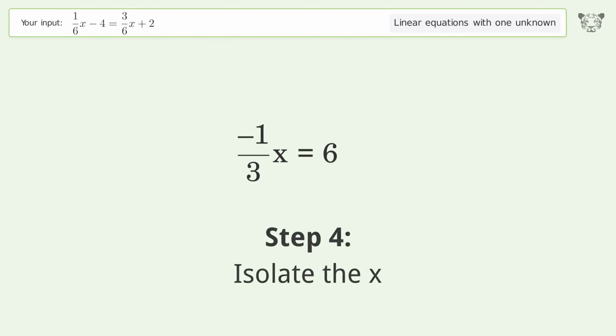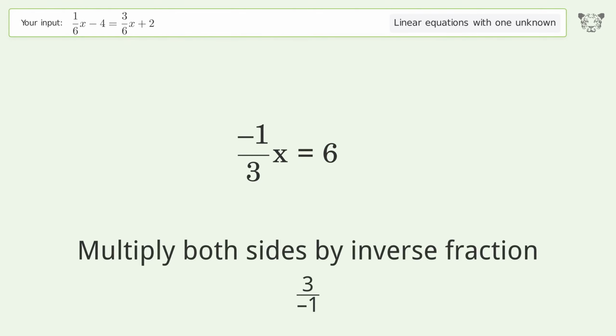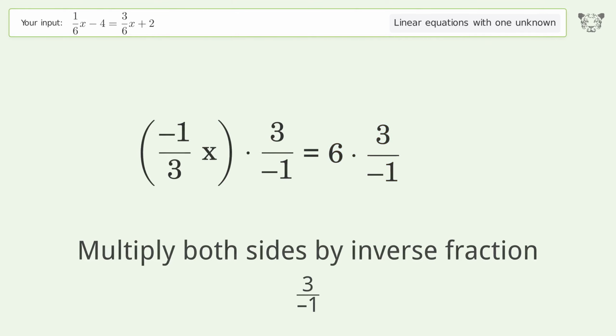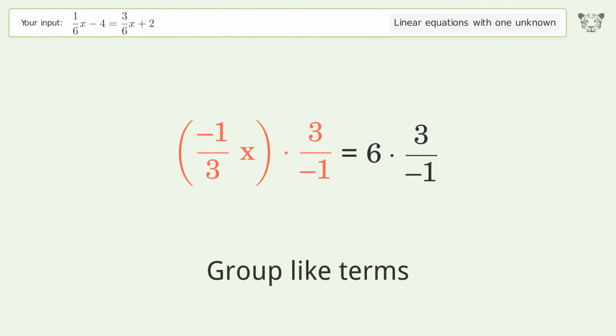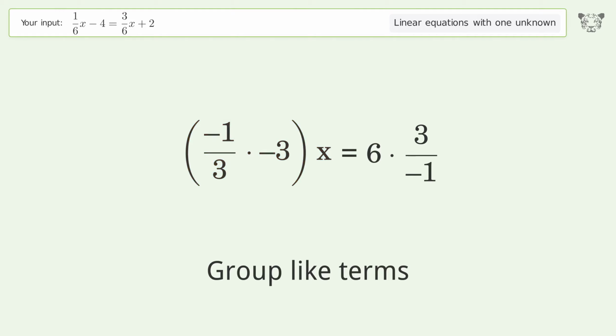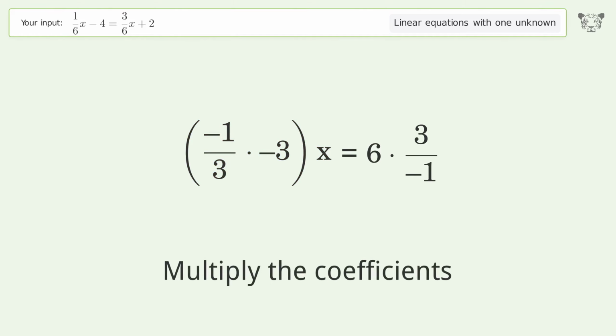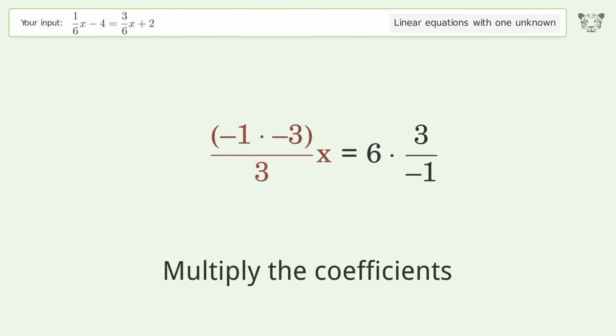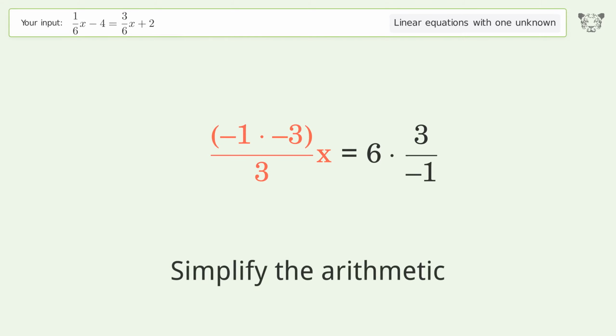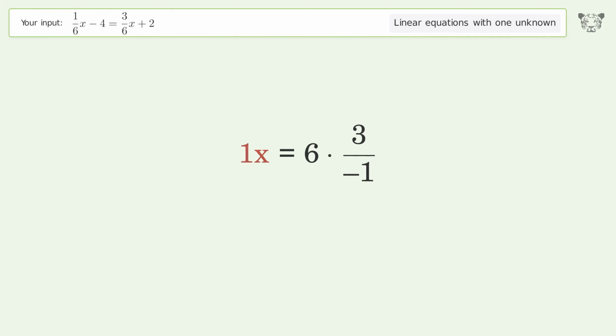Isolate the x. Multiply both sides by inverse fraction 3 over -1. Group like terms. Multiply the coefficients. Simplify the arithmetic. And so the final result is x equals -18.